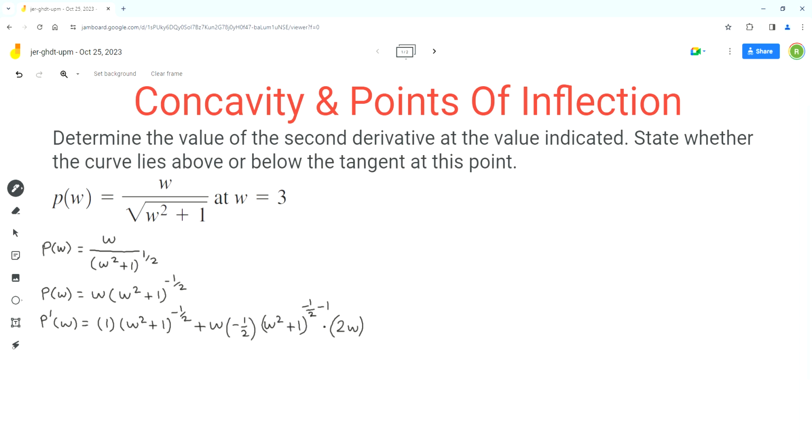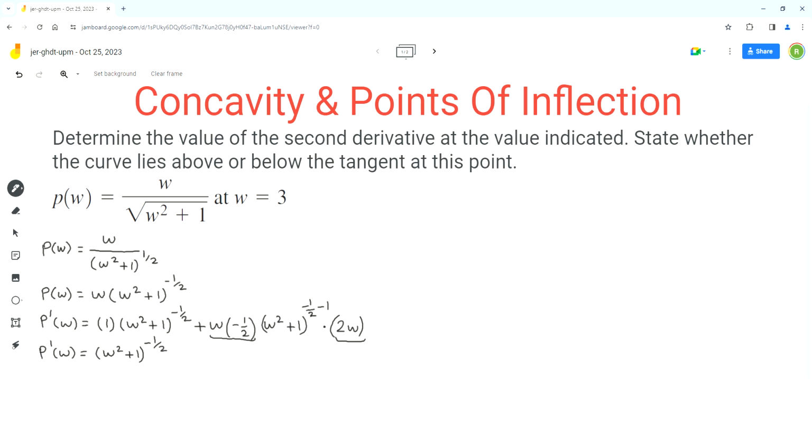Now we can simplify this expression. So in the first part, multiplication by 1 doesn't change anything. So we get the same term, and in the second part, we can multiply negative half by w. So we get negative w over 2. And when we multiply negative w over 2 by 2w, the 2's get cancelled out and then negative w times w will become negative w squared.